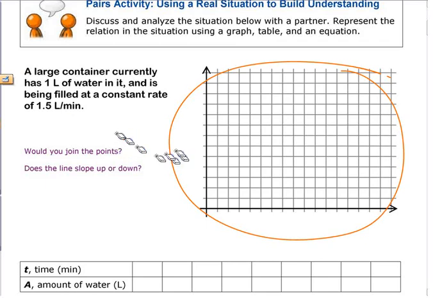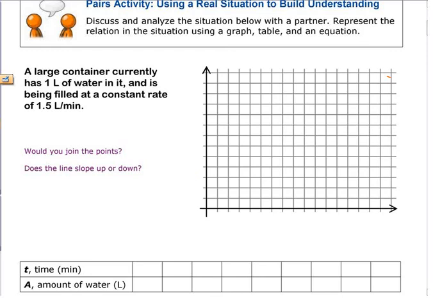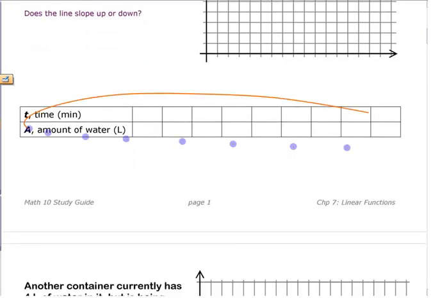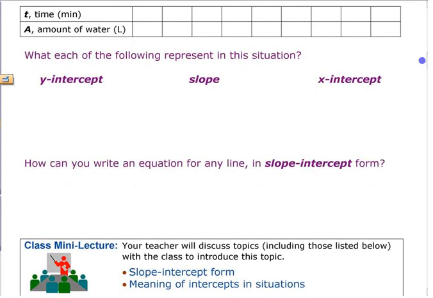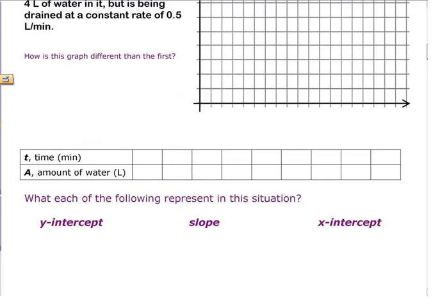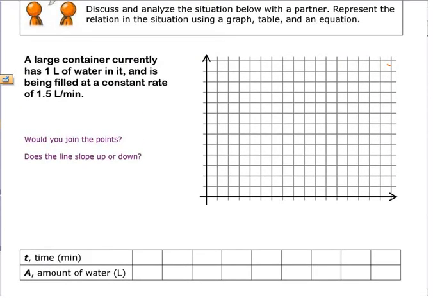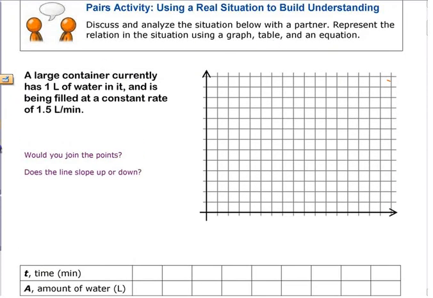Does the line slope up or down? You're going to put some of the values in that table, and then you're going to try and think about writing an equation for that. Okay? Down here it says, how can you write an equation for some lines? I don't know if I actually put the question here that I want you to write an equation, but I do want you to try and write it all 3 ways. I did. Graph, table, and equation.